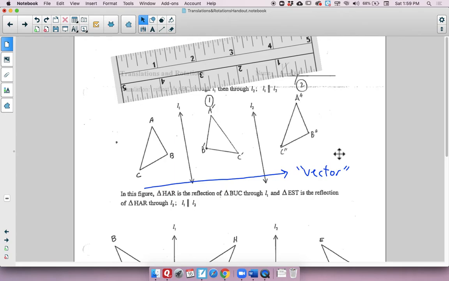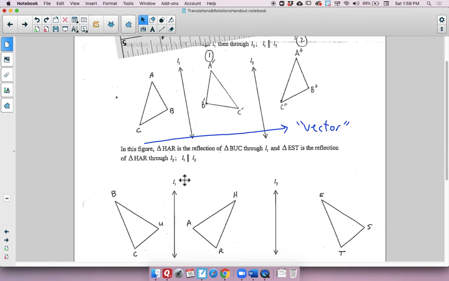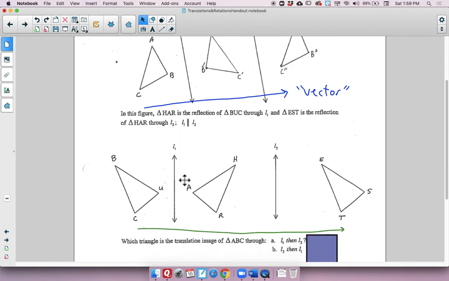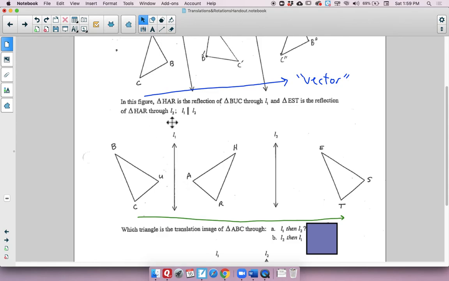But yeah, vector you often hear with airplanes and so forth. So sliding in a certain direction, a certain distance. Okay. All right, so let's take a look at this figure. We have triangle HAR is a reflection of triangle BUC through L1. So HAR is a reflection of this, so this is our original, through L1. And EST is the reflection of HAR through L2.